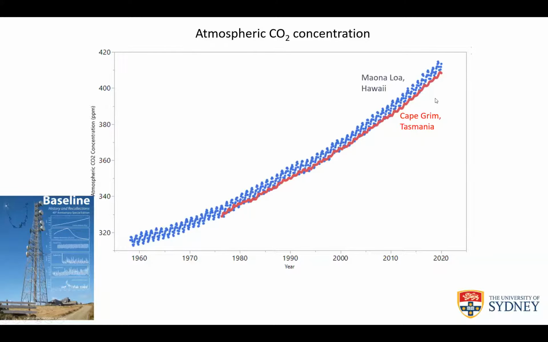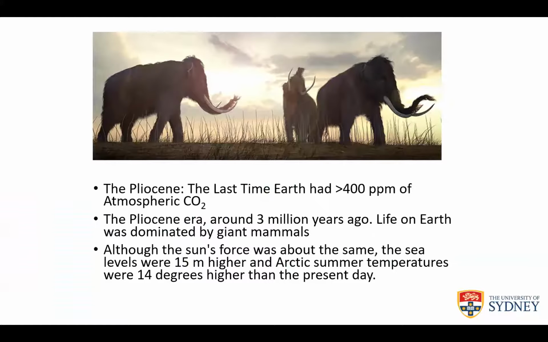And during that time, the life on Earth was not like currently. There were no humans. It was giant mammals. It was something like this, right? So this is the 400 ppm concentration of CO2. What we have seen is the highest CO2 concentration since a long time before us, right?